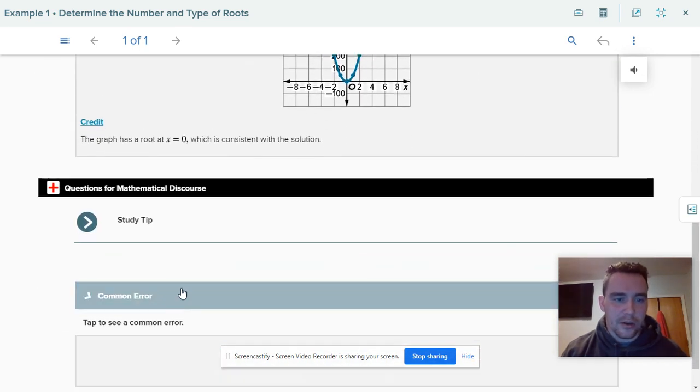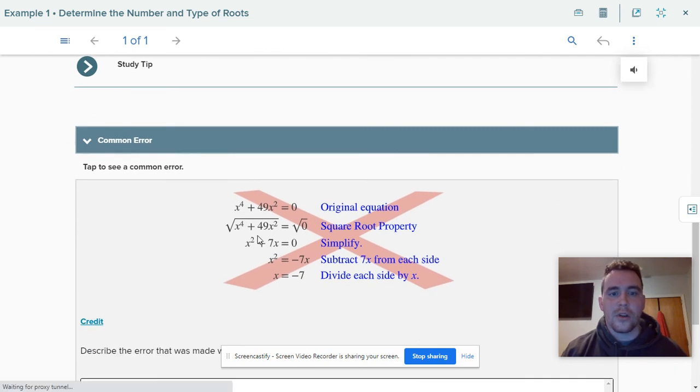Oh, here's a common error. You don't want to take the square root of everything. You need to factor first. So make sure you guys are doing that.